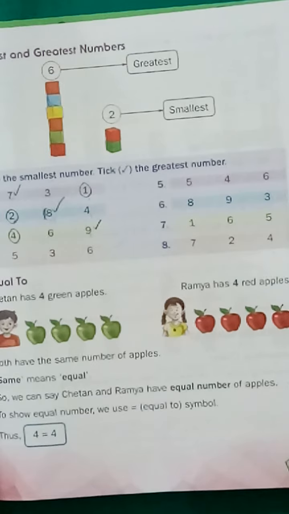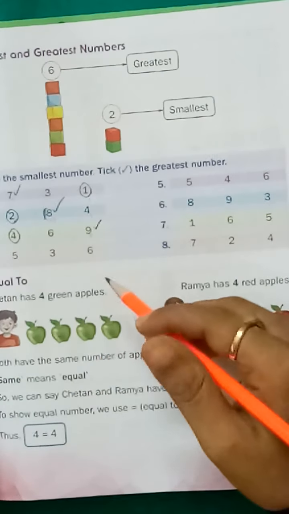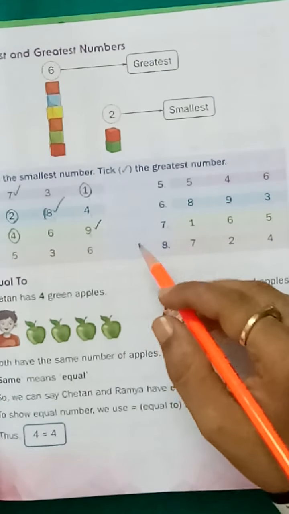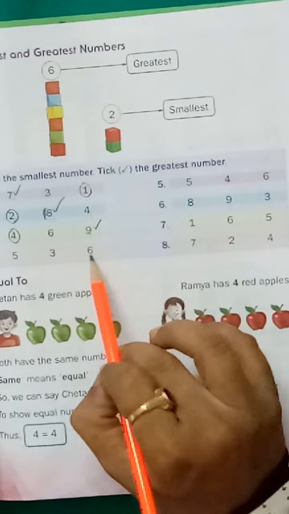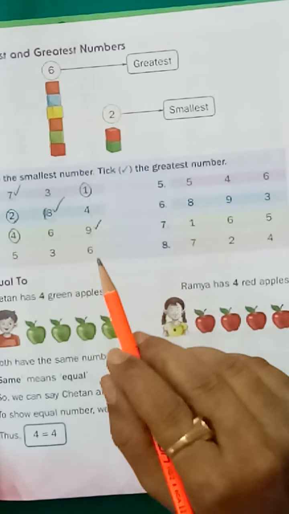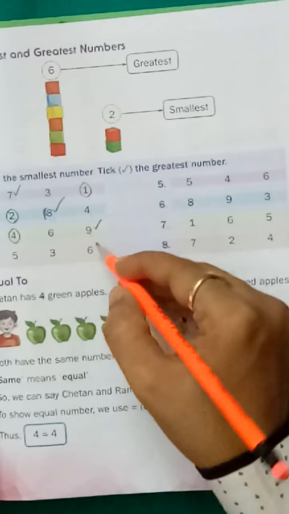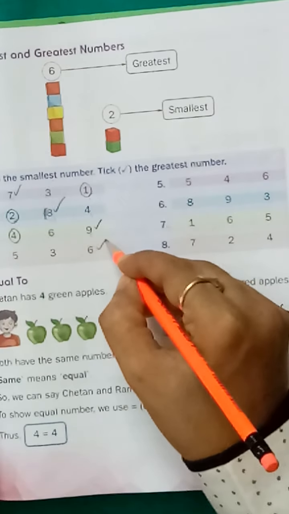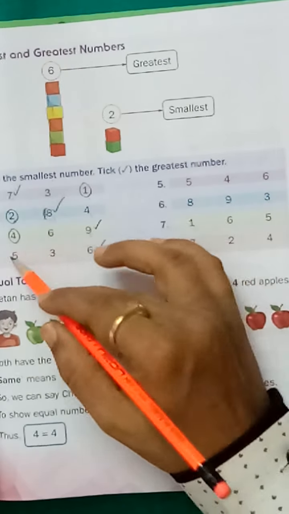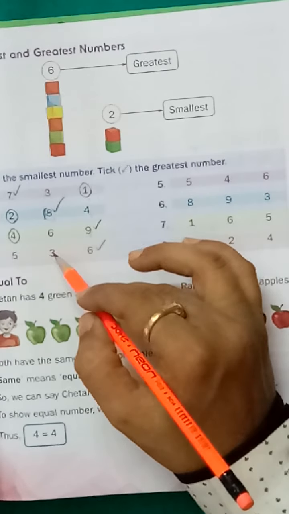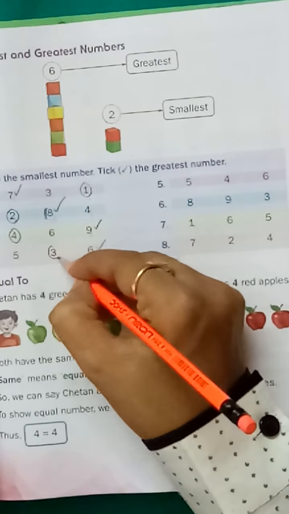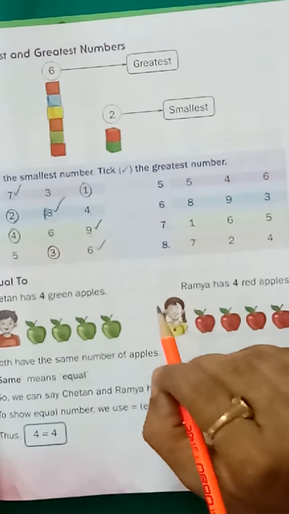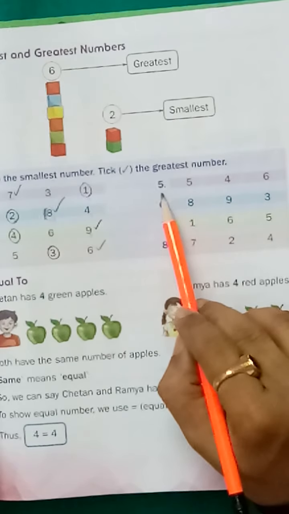Okay, shall I say? Right. Okay. 5 3 6. Which is the greatest one? The bigger number is 6. So the smaller numbers are 5 3. In this 5 3, which one is the smallest one? 3 is the smallest one. Okay, children? Now the fifth question.